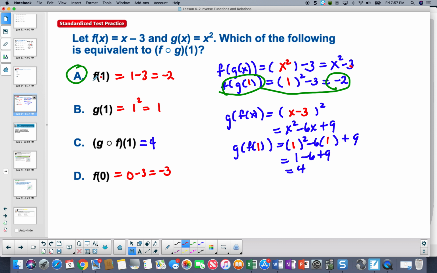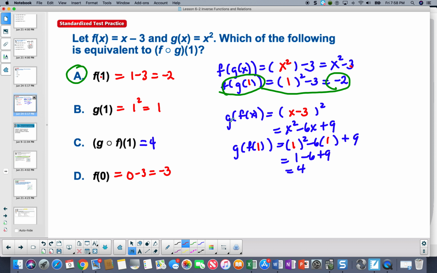So I'm going to look at all my choices and see when I get -2. As soon as I put 1 into my f function, I got -2. So I got the answer right away. I found that this was equivalent to choice A. But I was still curious, and I found g of 1. So I put 1 back into here, and I put f of 0 back over here. So they weren't matching, but I was curious about this one.